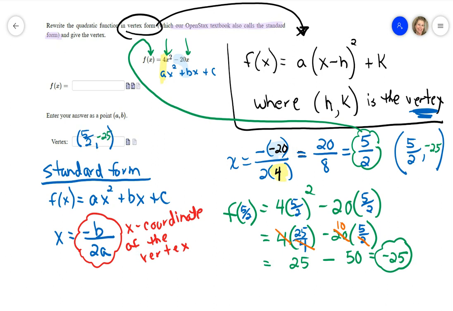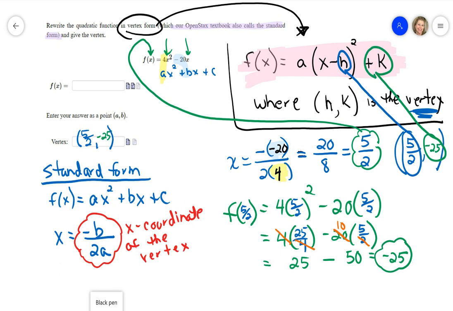And all I need to do now is take this function. This is the way it would look when it's in vertex form. And simply substitute the 5/2 is going to go where the h is. And the negative 25 is going to go where the k is. So f of x is going to equal, oh, I don't know what a is. Oh yeah, I do. Sorry. A is the same in both functions. A right here was a 4. So this a here is also a 4.